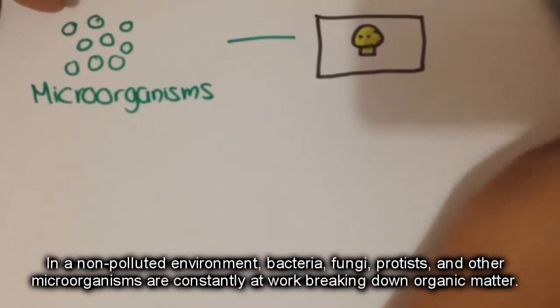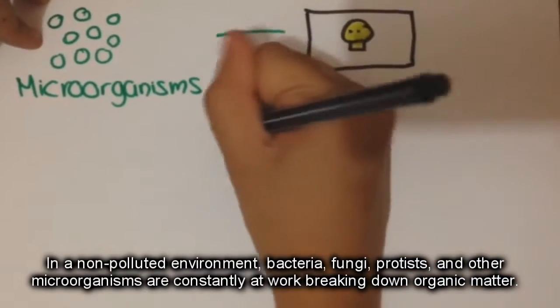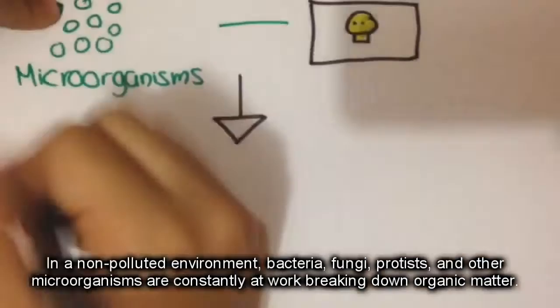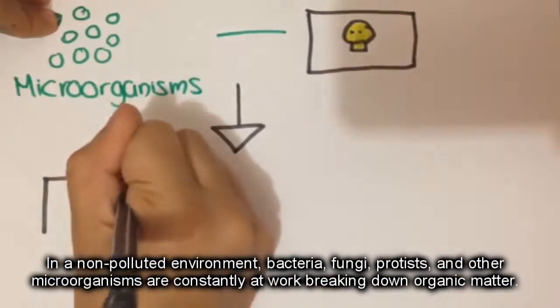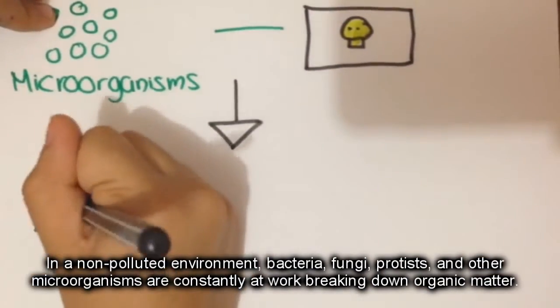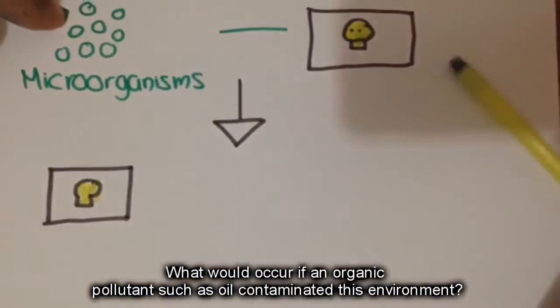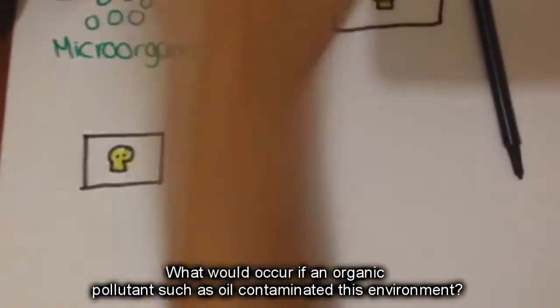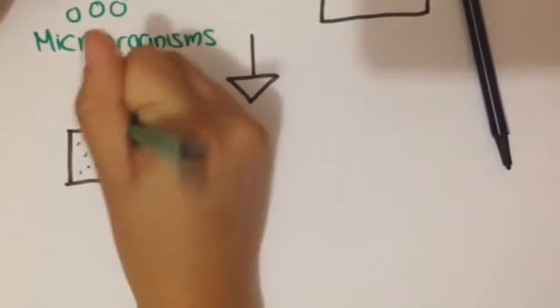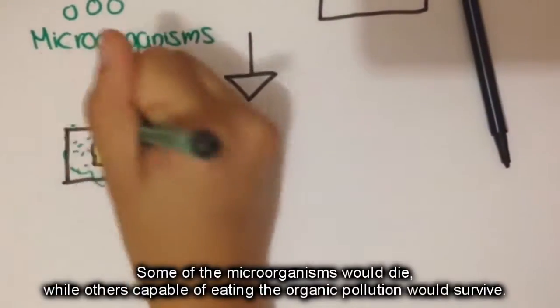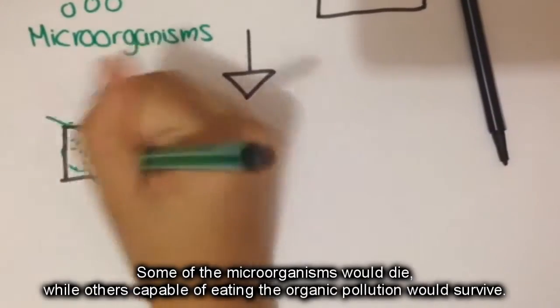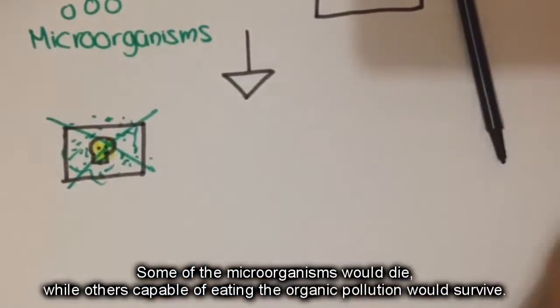In a non-polluted environment, bacteria, fungi, protists, and other microorganisms are constantly at work breaking down organic matter. What would occur if an organic pollutant, such as oil, contaminated this environment? Some of the microorganisms would die, while others, capable of eating the organic pollution, would survive.